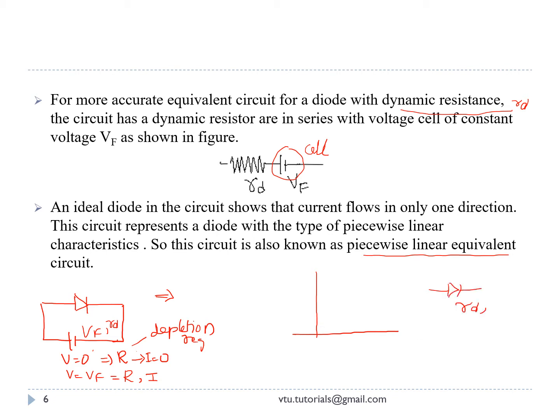So in that case, we see that from the voltage 0 to Vf, the current flowing through the diode circuit will be 0. After a voltage Vf, the characteristic is approximated by a linear line with a slope equal to Rd, which is the dynamic resistance. So this circuit is also called the piecewise linear equivalent circuit of a diode.